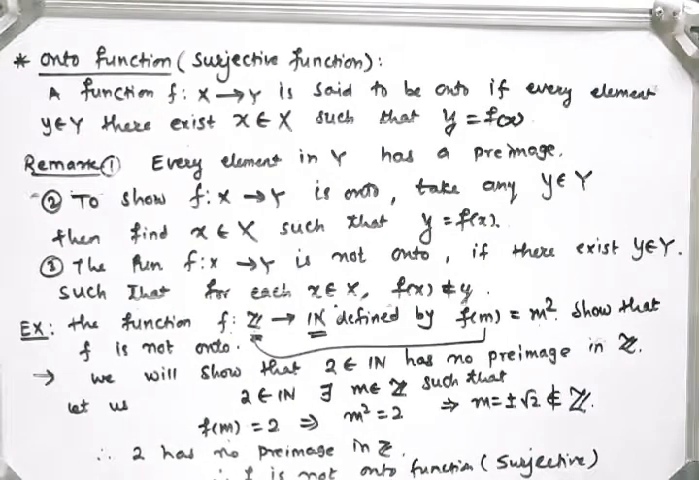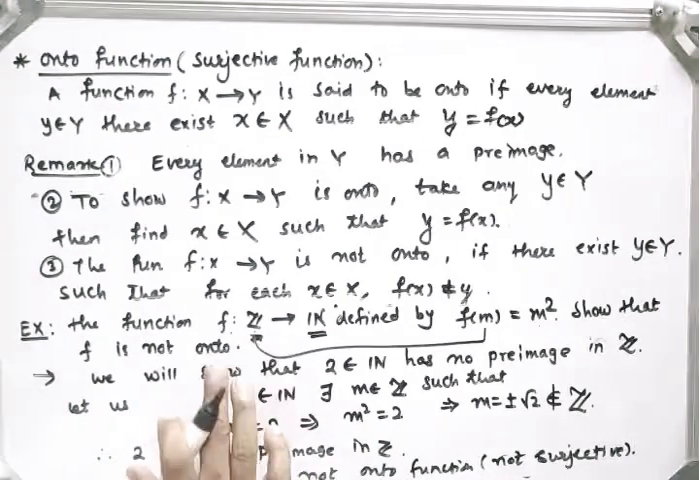Onto means surjective, so not onto means not surjective. So this is the solution of that example.